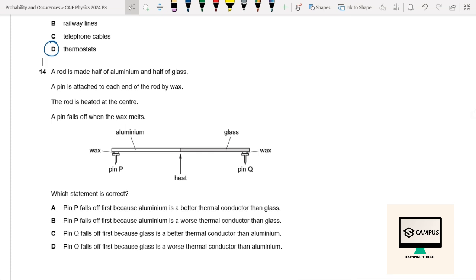Which statement is correct? Pin P falls off first because aluminum is a better conductor than glass. Yeah, it is correct. This pin P will fall off first because aluminum is a better conductor of heat than the glass. So option A is absolutely right. We see others as well, but they are definitely not correct. Moving on to question number 15.